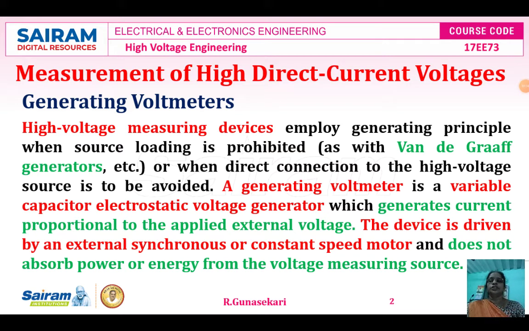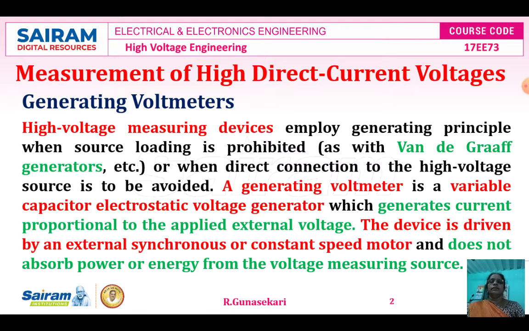First, the introduction to high voltage measuring devices. These devices employ the generating principle when source loading is prohibited. An example is Van de Graaff generators, or when direct connection to the high voltage source is to be avoided. This is the introduction to high voltage measuring devices.